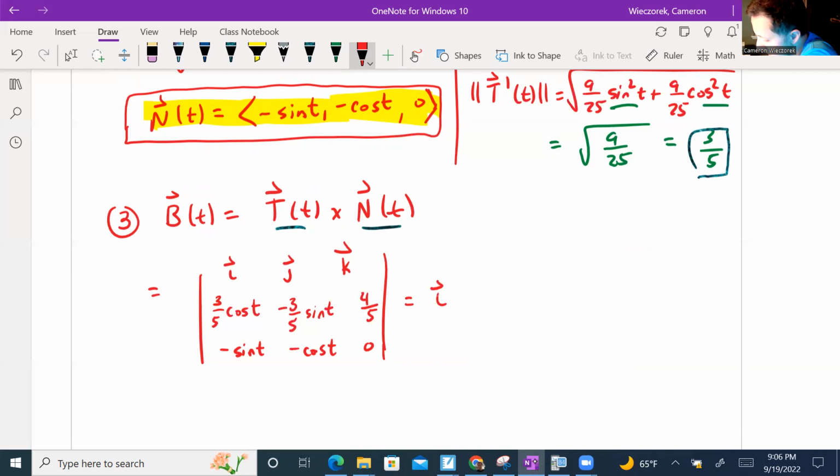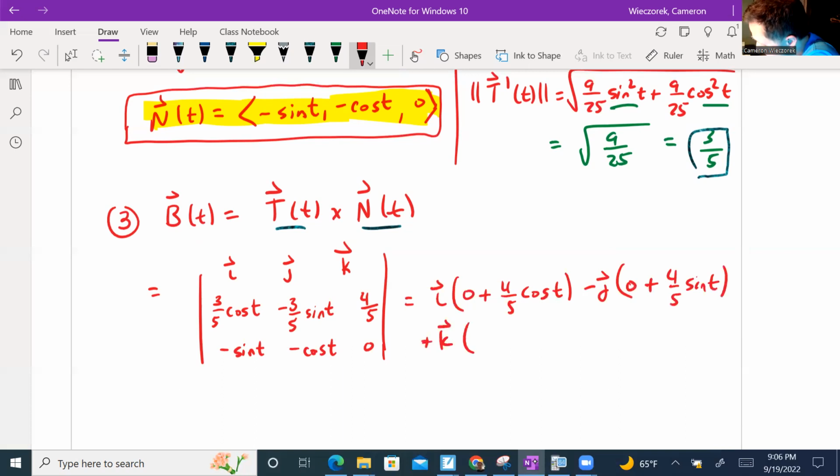Cross off first row, first column, we're going to get 0 minus negative, so plus 4/5 cosine t, minus j. Cross off first row, second column, we're going to get 0 times 3/5 cosine t, so 0, minus negative, so plus 4/5 times sine t, plus k. Remember your vectors, cross off first row, third column, we're going to get the one that has the most to it.